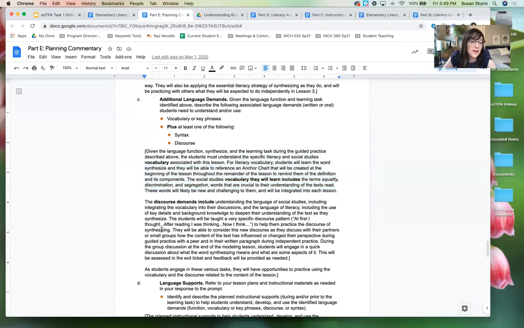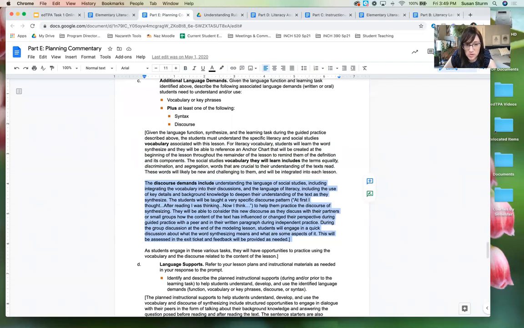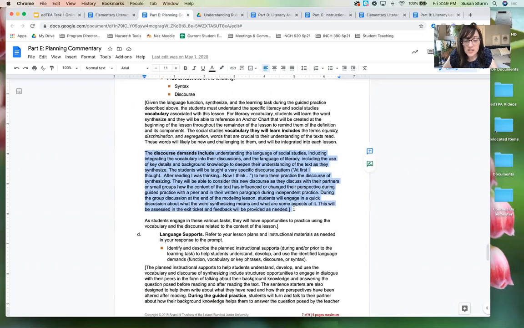So then you need a paragraph about your discourse demands. So what's going to be hard about the discourse? And in this lesson about synthesizing, that word is going to be tricky for them. So the discourse demands include understanding the language of social studies, including integrating that vocabulary into their discussions, that new vocab, and the language of literacy, including the key details, the background knowledge. Students will be taught a very specific discourse pattern. At first I thought, after reading I was thinking, and now I think. Again, referring to that sentence structure to help them practice the discourse of synthesizing.